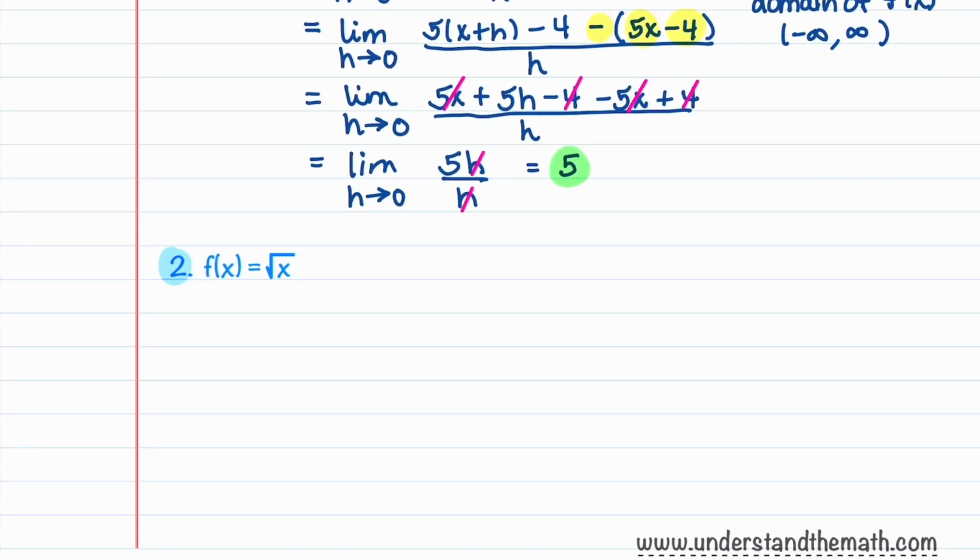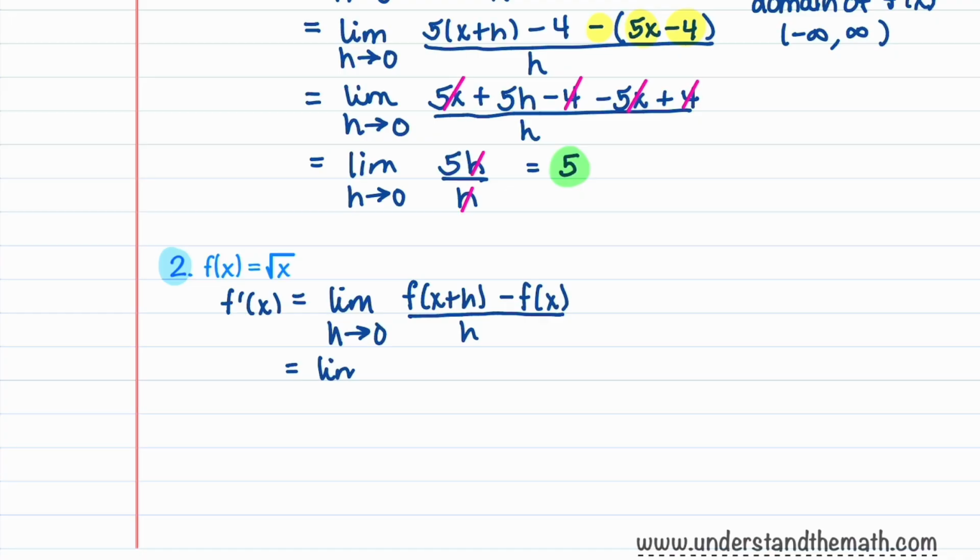Let's now look at our second example. This is just a classic example to do when you're first learning about derivatives. We want to find f prime of x, so let's start with our formula. I think you'll find if you write the formula down each time you do a problem, you will begin to memorize it. We have f of x plus h minus f of x, all divided by h.